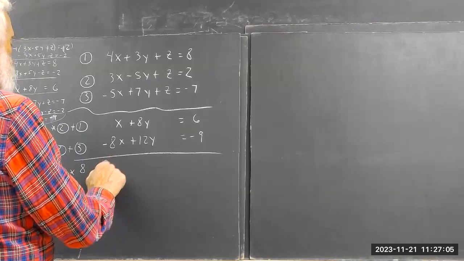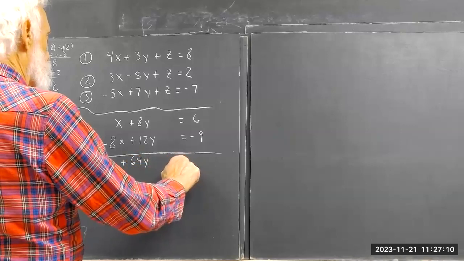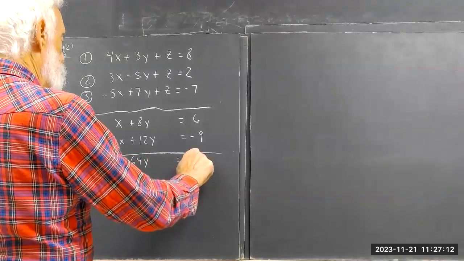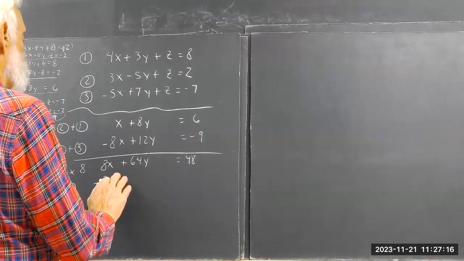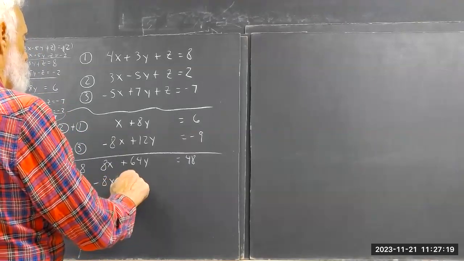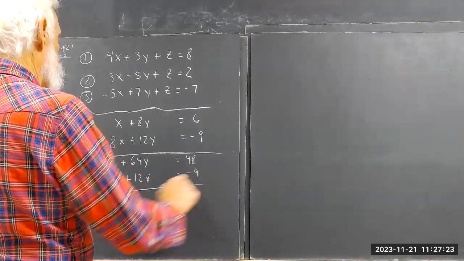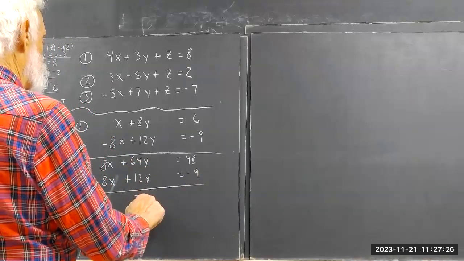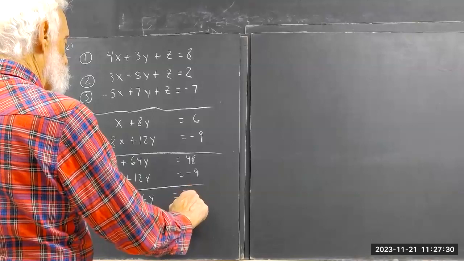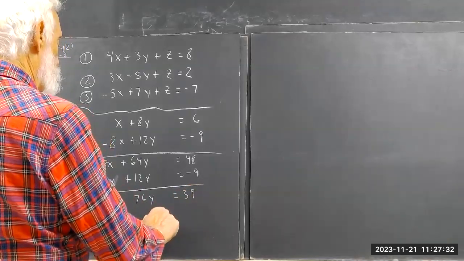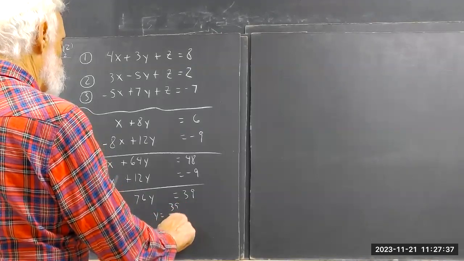So, okay, I've got 8x plus 64y equals 48. And I've got -8x, already looking forward to y, plus 12y equals -9. If I add these up, then we get 76y equals 39. So y equals 39 over 76.